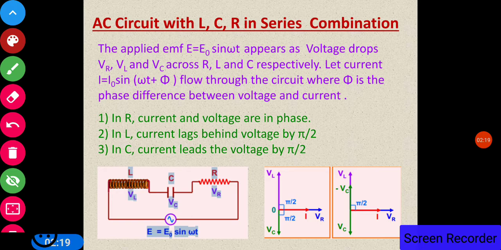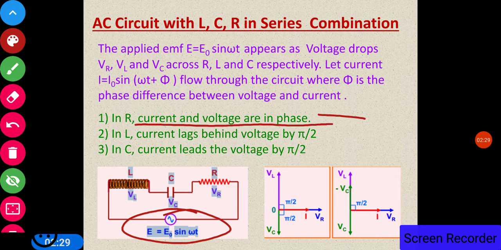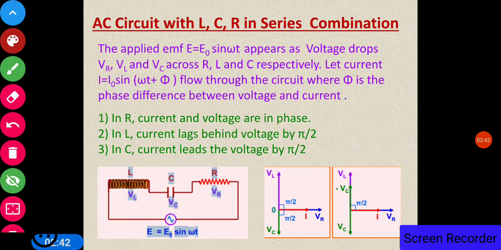When alternating voltage E is equal to E naught sine omega t is applied across the resistor only, the current and the voltage are in the same phase. When it is applied across an inductor, the current lags behind the voltage by pi by 2, and in a capacitor only, the current leads the voltage by pi by 2. In the phasor diagram we can show it like this, that is VR and I. VR and I both are in the same phase, so they are drawn in the same direction.